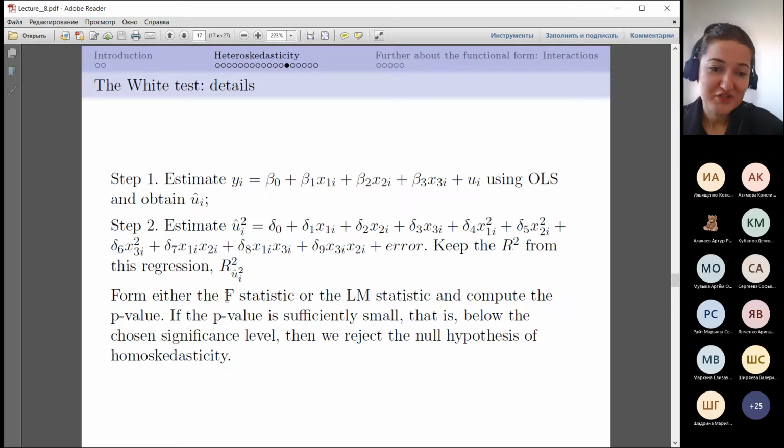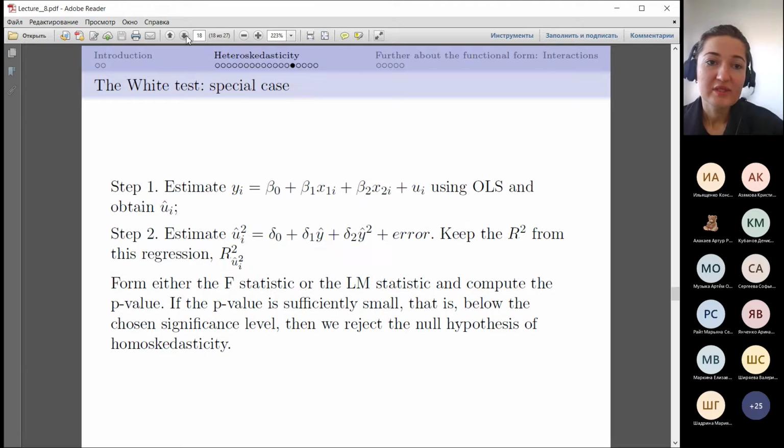If you have questions about the F statistic or Lagrange multiplier statistic, the formula, you can check the previous lecture and find the formula where you can find how to estimate the F statistic through the R squared indicators. We discussed this previous time.